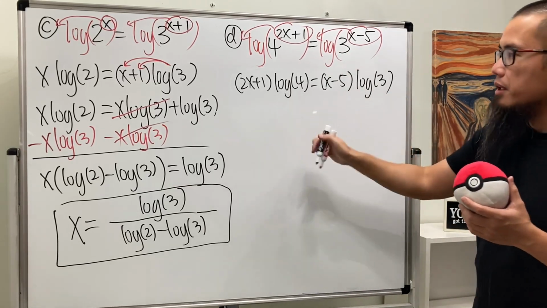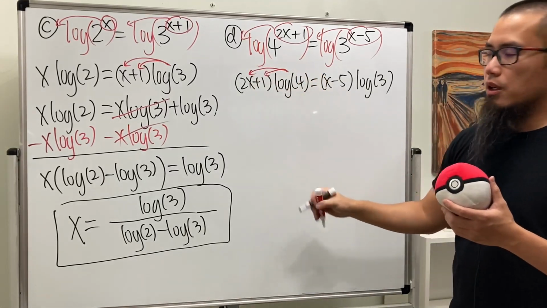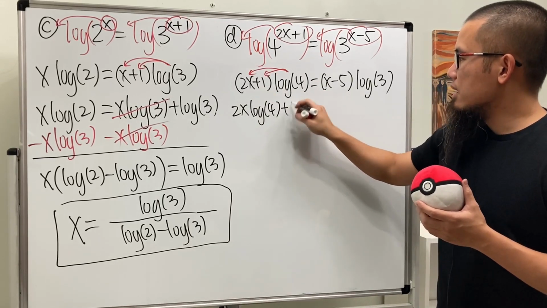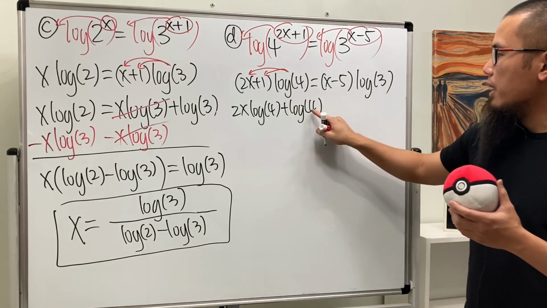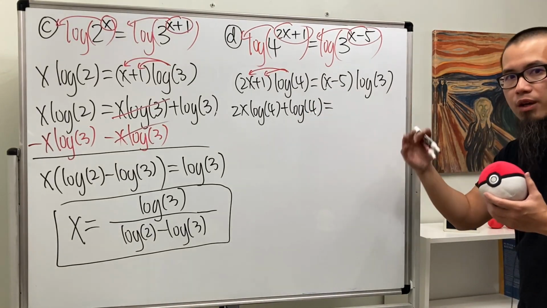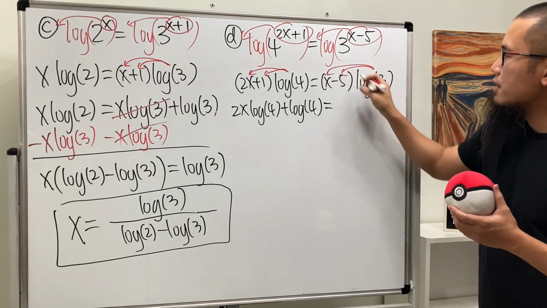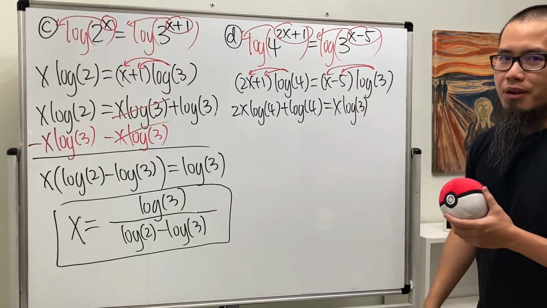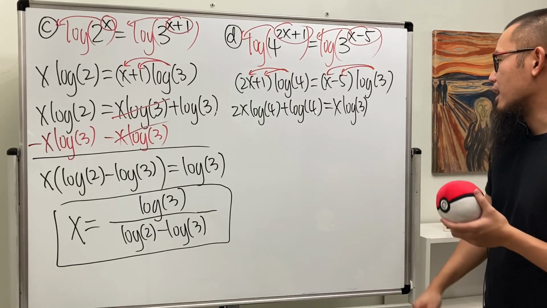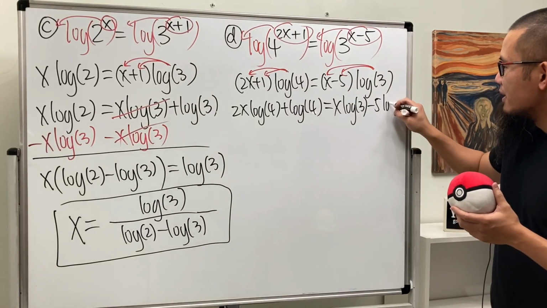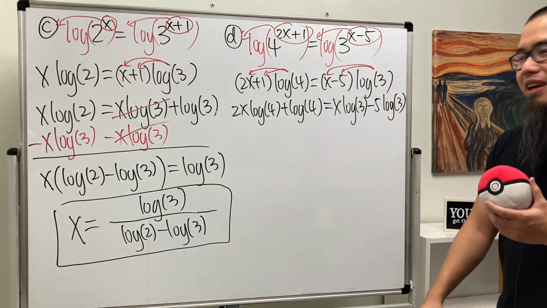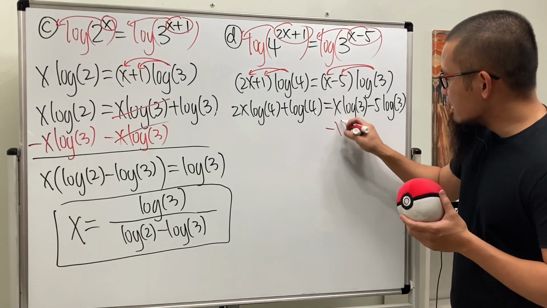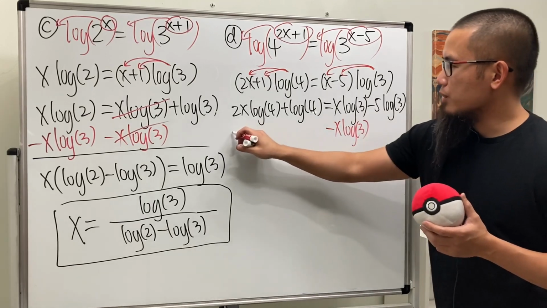And then right here, let's go ahead and distribute. So we get 2x times log of 4 and then plus log of 4. And this is going to be equal to, on the right hand side, we also distribute. So we have x times log of 3. It's just a lot of writing because of the log. But anyway, this times that is just minus 5 log of 3. Now move this to the other side because you want to collect all the x's on one side. So that's minus x log of 3. And let's also go ahead and do that right here.